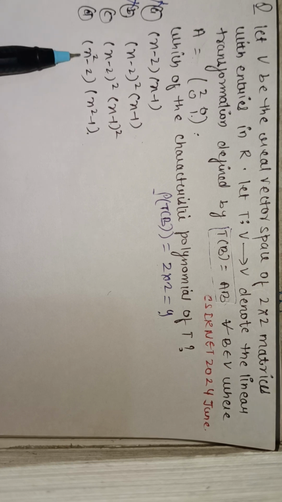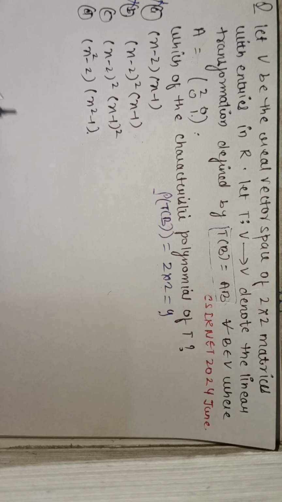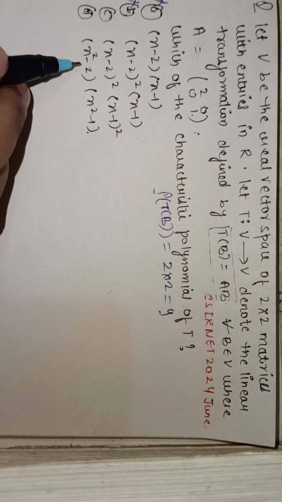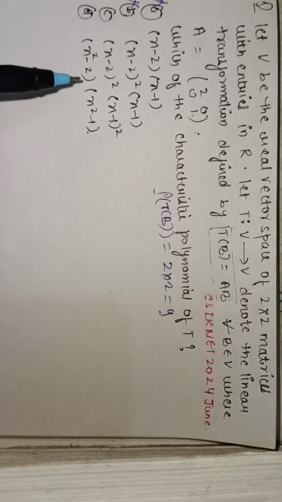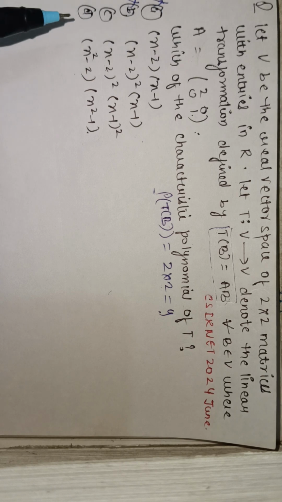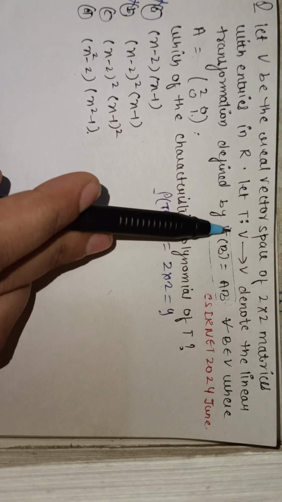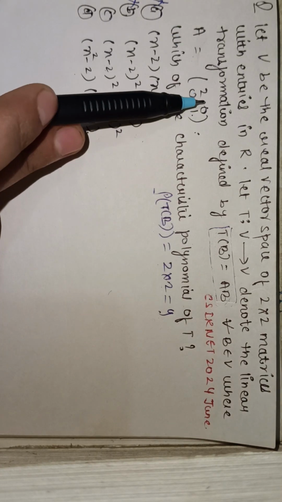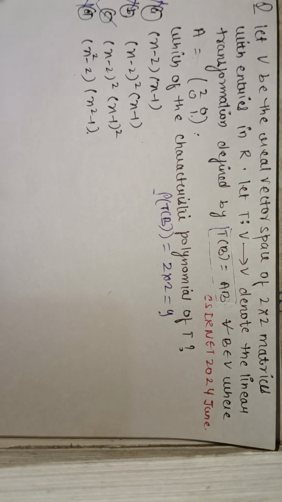As we see from this, if this is the characteristic polynomial of T, then the eigenvalues are plus minus root 2 and plus minus 1. So it is different from the eigenvalues of A. But if this type of matrix is here, then the eigenvalues are always equal to the eigenvalues of A. So this option is also discarded, and this option is correct.